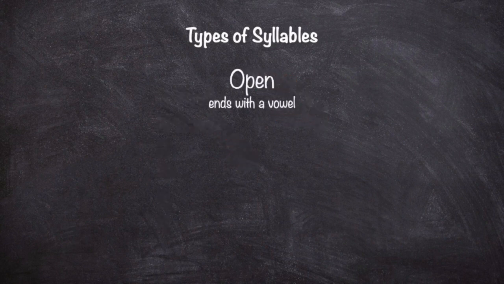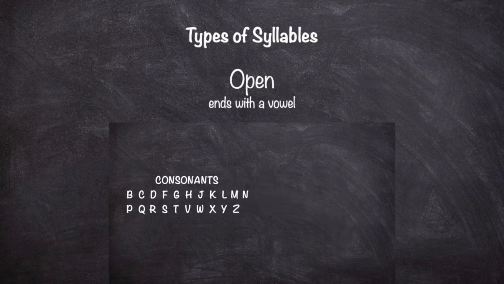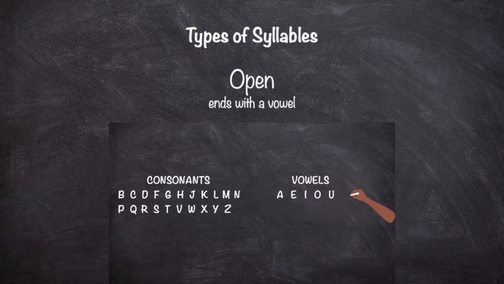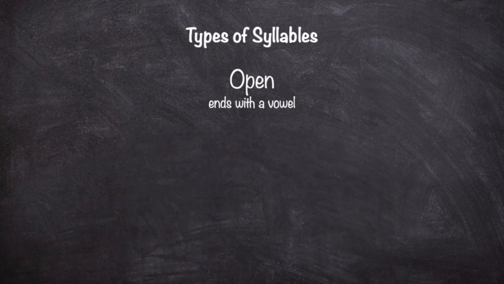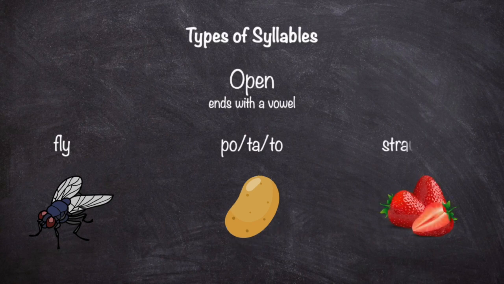The next type of syllable is an open syllable. This is when the word ends with a vowel. And as a review, the vowels are A, E, I, O, U, and sometimes Y. Some examples of open syllable words are fly, potato, strawberry.